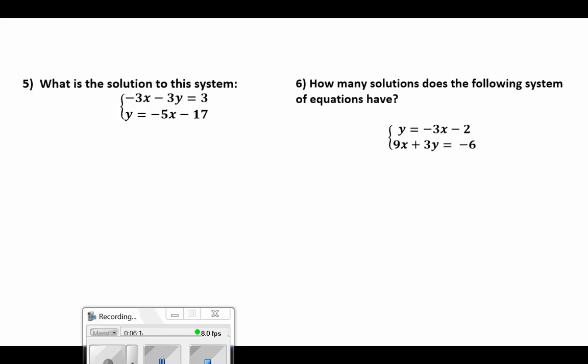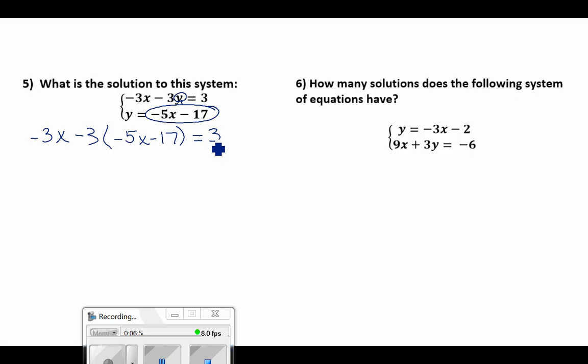Question 5. What is the solution to this system? So we're going to have to use substitution method. Later you'll be able to use the elimination method, but for this one we're going to substitute. So that means we have already gotten one that is solved for x or y, and it's solved for y. So we're going to circle it and make a connection to the y in the other equation. So now we can start to solve. Negative 3x minus 3, and instead of putting y, we're going to put what we're saying y equals, which is negative 5x minus 17, and then finish the equation with equals 3.